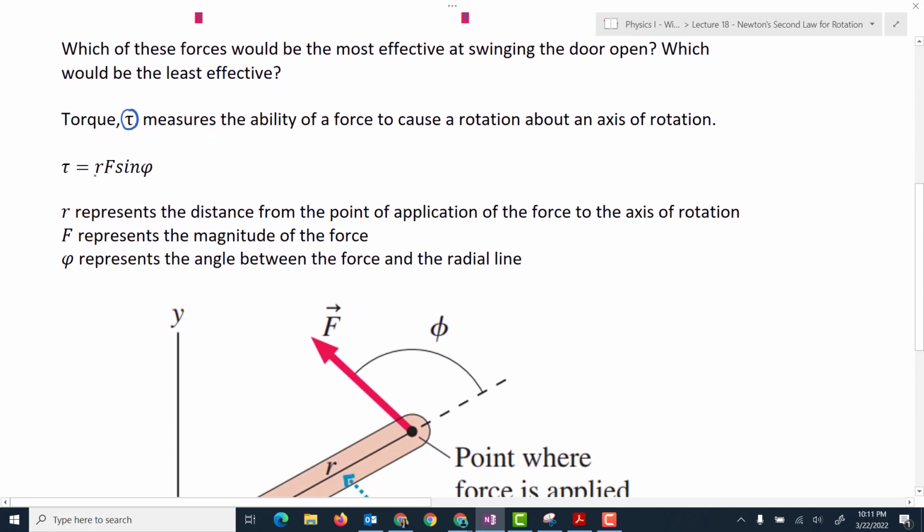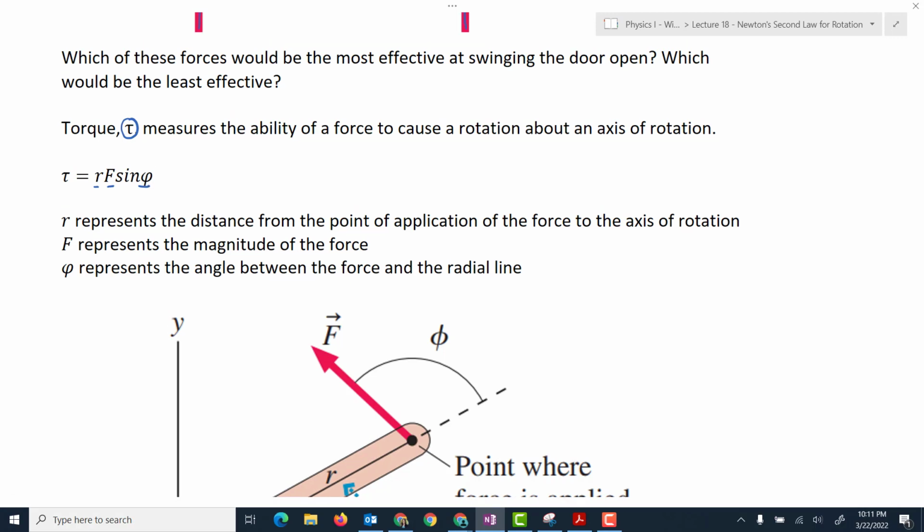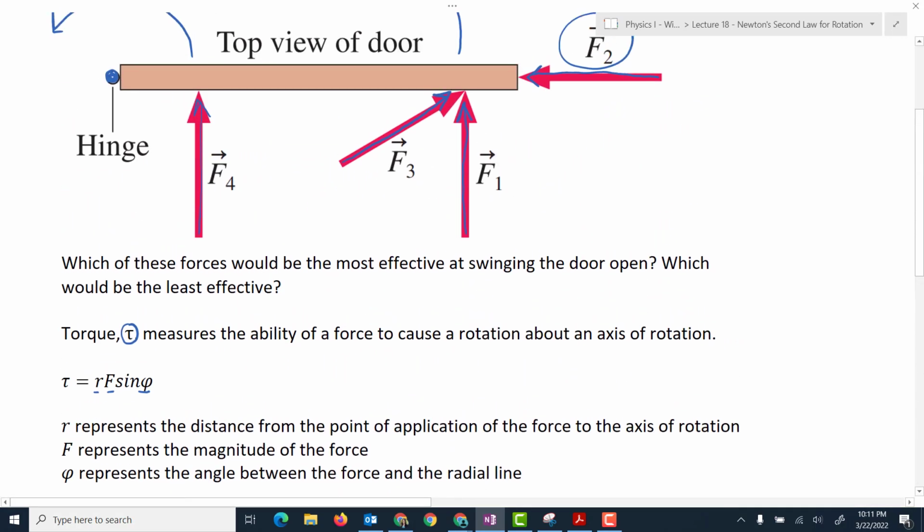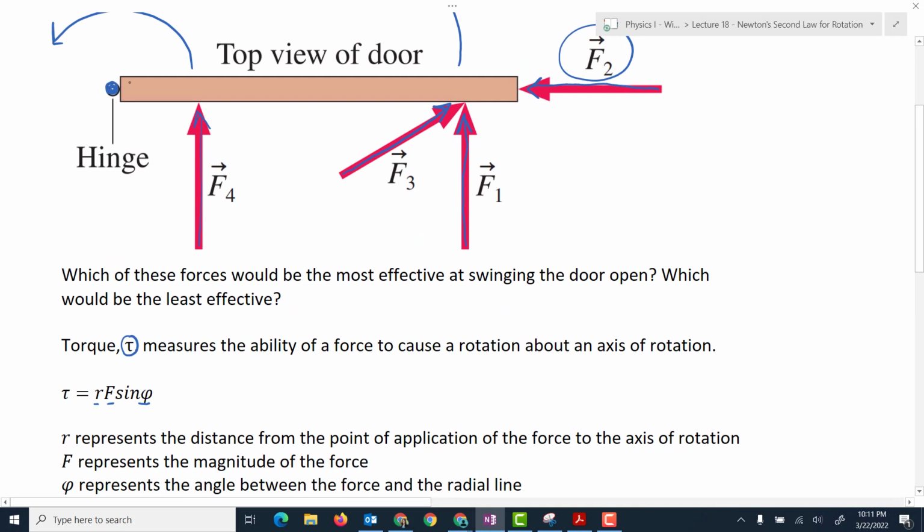So here's the formula for torque. Torque is equal to R F sine of the angle, and I'll talk about what each of these means. Torque is equal to R first. R is the distance from the point of application of the force to the axis of rotation. In the case of our door, if we're talking about F1, the distance from F1 to the axis of rotation, which would be where the hinge is, that would be my R.